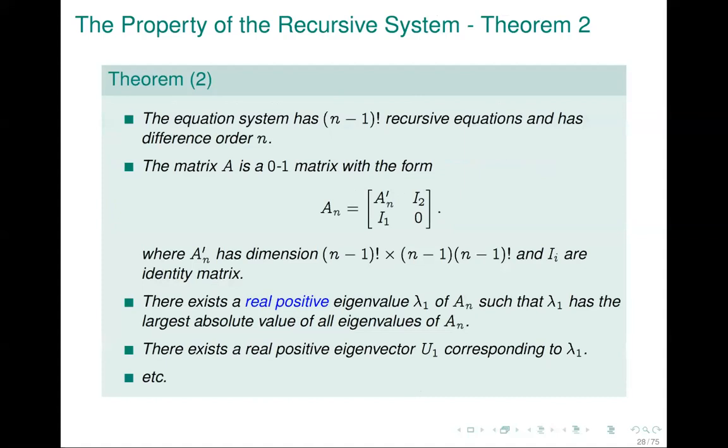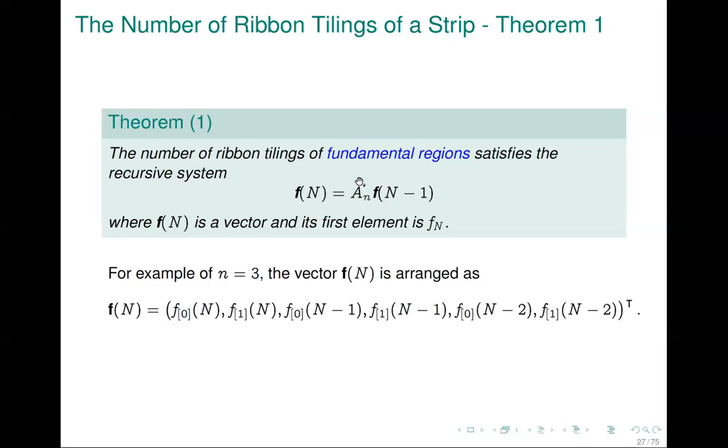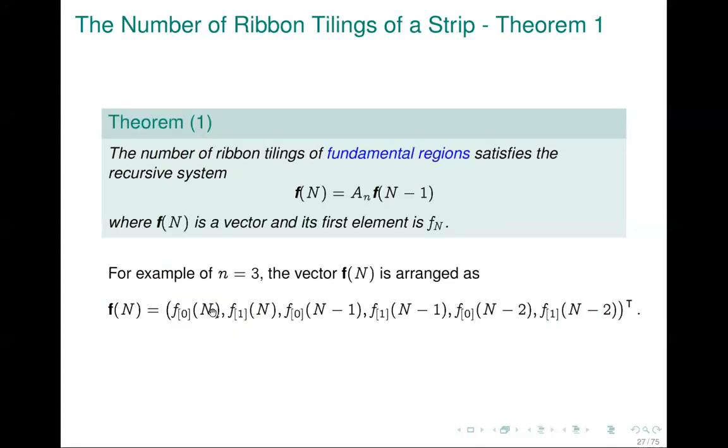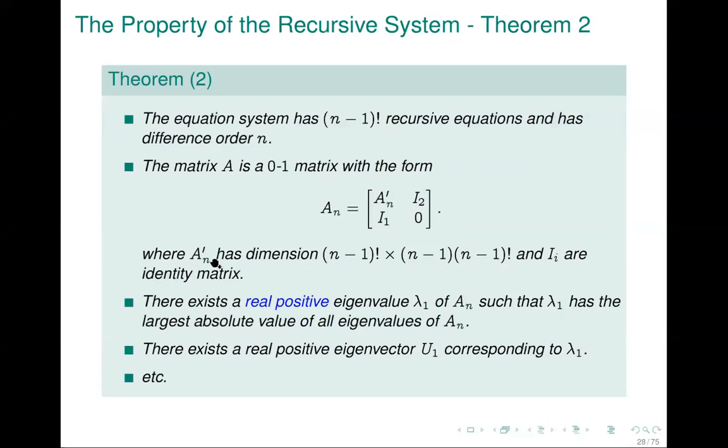Okay, the second theorem is about the property of An. An here is a matrix. First of all, if you write down the recursive system, there will be basically n minus 1 factorial fundamental regions, and the order difference, I mean here, is n minus 1, n minus 2. In this case it is 3, and in general it will be n. And what's more, An has this form. I'll show you an example later. Here this part is 0, and here and here are identity matrices. So, question?